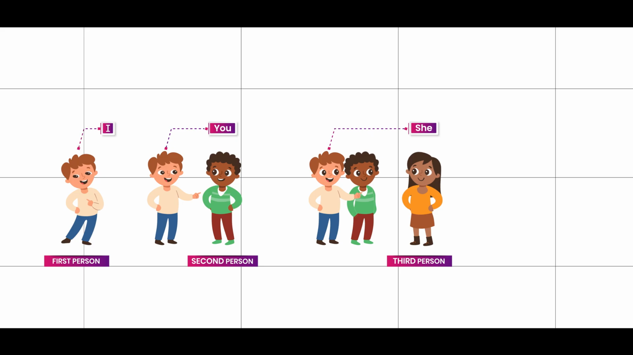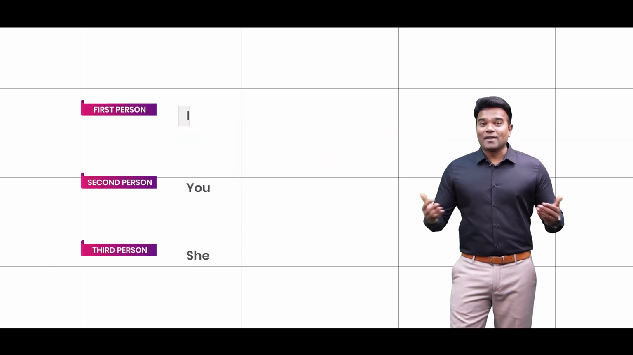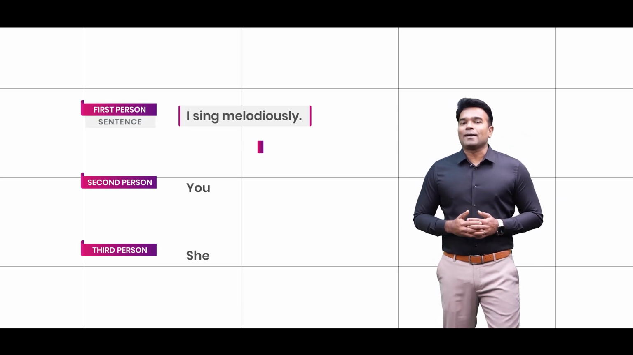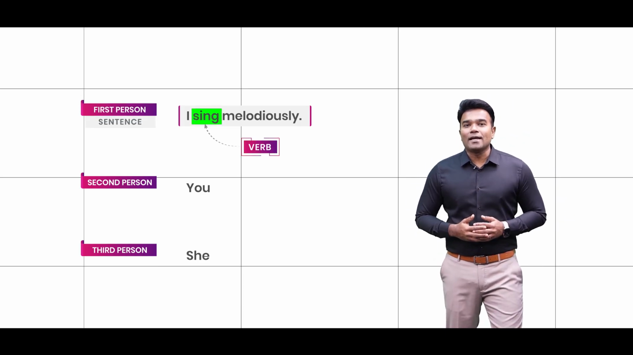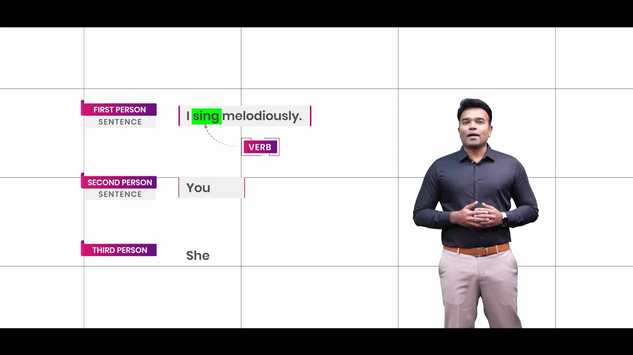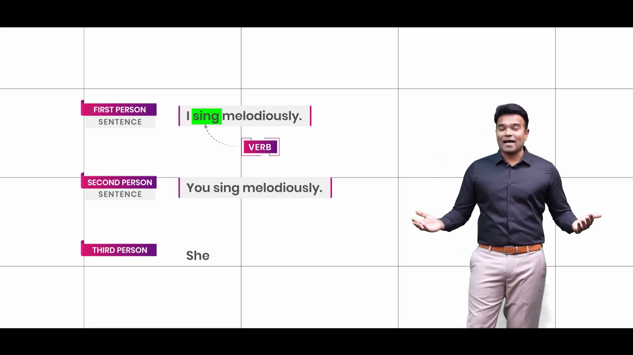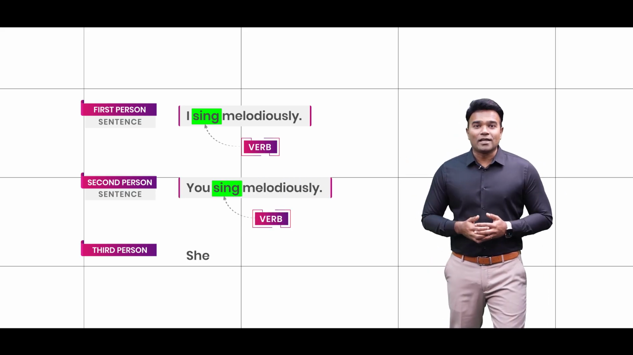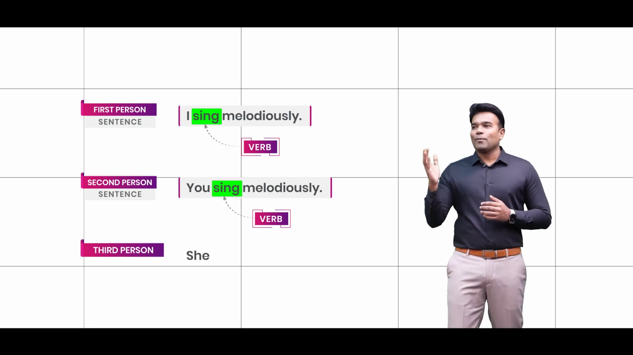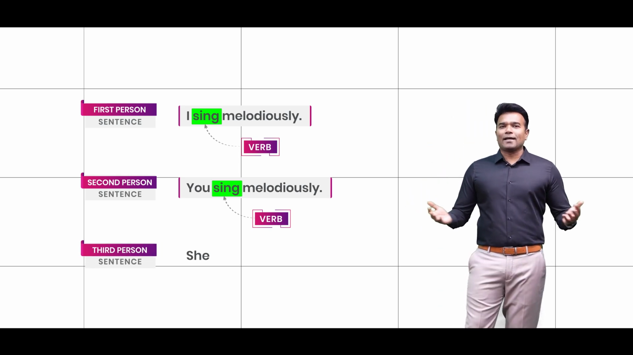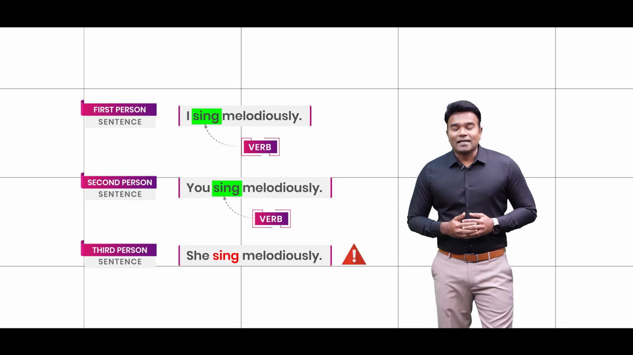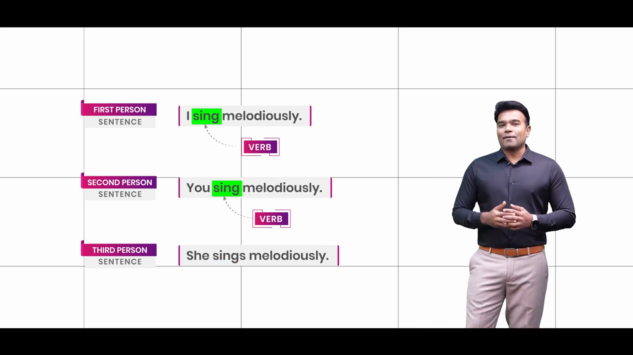And just in case I have to express the sentence in first person, then I sing melodiously happens to be the first person sentence with sing as the verb. But then the second person sentence would be you sing melodiously. Again, here sing happens to be the verb. But then if you really have to express it in third person, then you cannot say she sing melodiously. No, the valid sentence is going to be she sings melodiously.